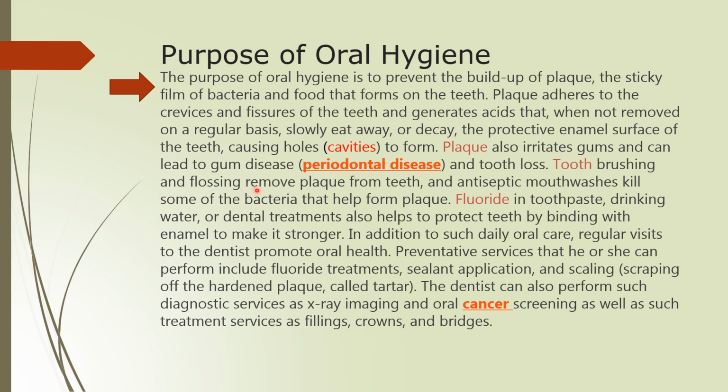Toothbrushing and flossing remove plaque from the teeth, and antiseptic mouthwashes kill some of the bacteria that help to form plaque. Fluoride in toothpaste, drinking water, or dental treatments also helps to protect teeth by bonding with enamel to make it stronger.